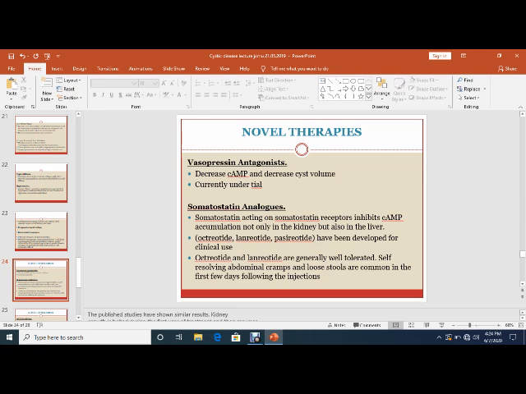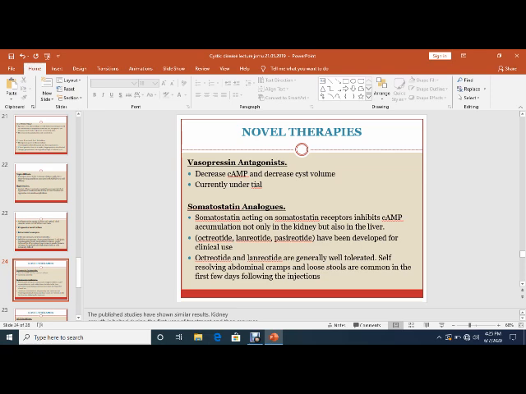So now coming to the novel therapies regarding cyst regression. These are the vasopressin antagonists. The mode of action of these vasopressin antagonists is that they decrease the cyclic AMP and decrease cyst volume. Currently under trial, but they are used with beneficial effects. Other drugs are somatostatin analogs. Somatostatin acts on the somatostatin receptor that inhibits cyclic AMP, so accumulation is reduced not only in the kidney but also in the liver.